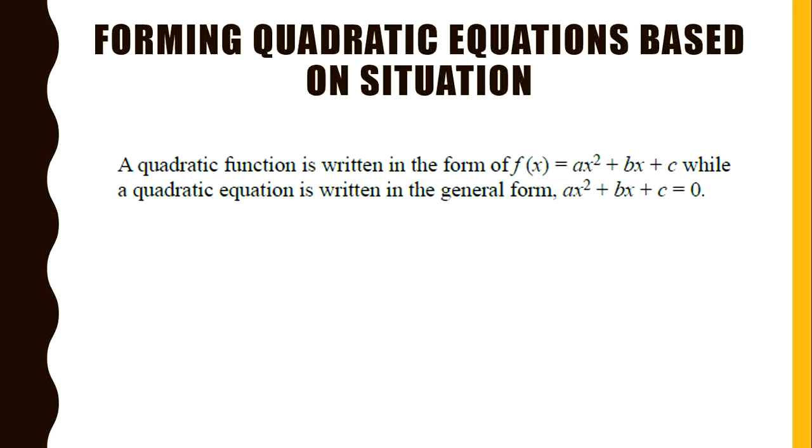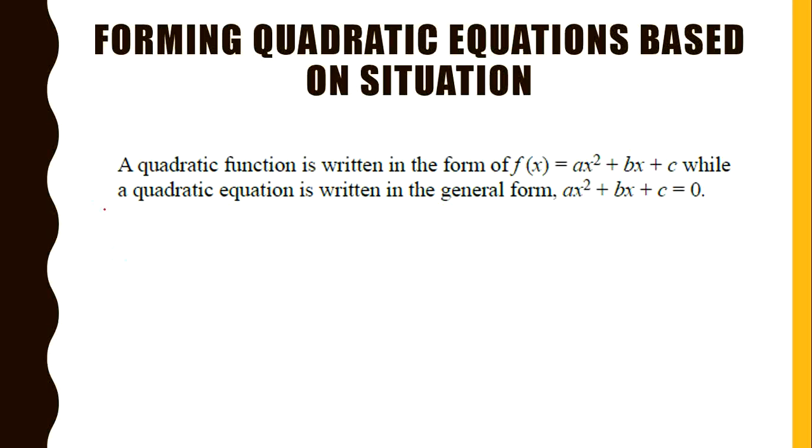Let's continue our lesson in chapter 1, Mathematics Form 4. Okay, so we have here forming quadratic equations based on situation. Let's read first. A quadratic function is written in the form of f(x) equals ax squared plus bx plus c, while a quadratic equation is written in the general form ax squared plus bx plus c.